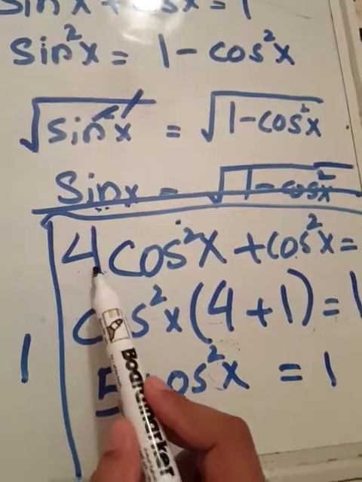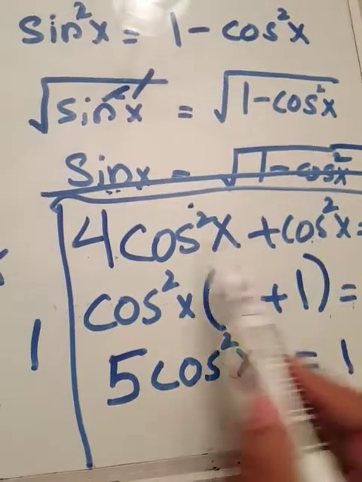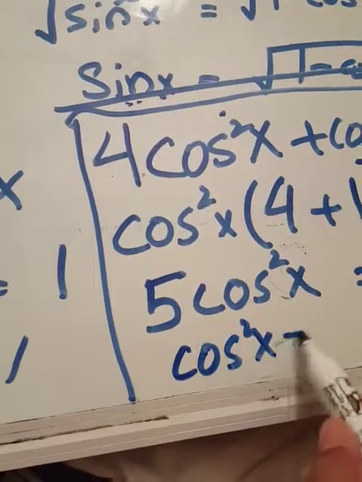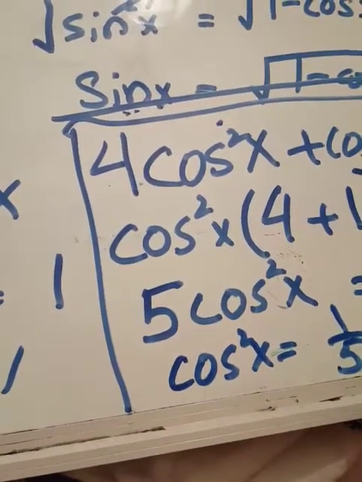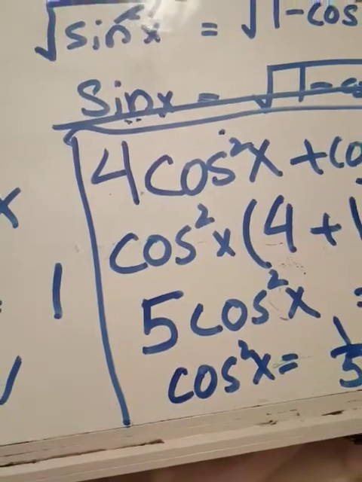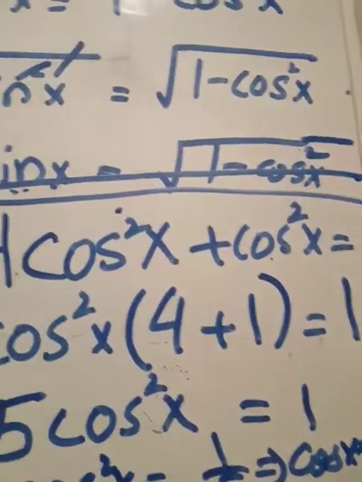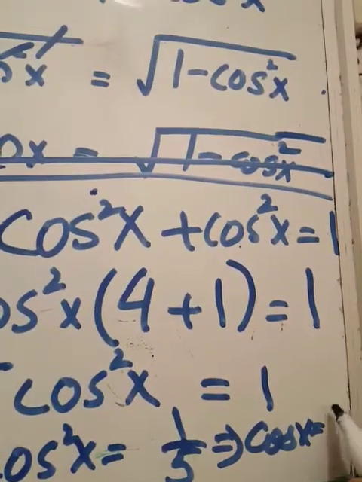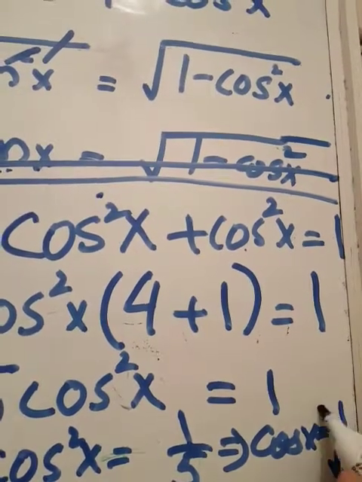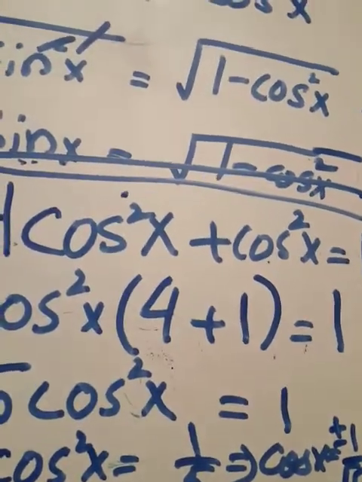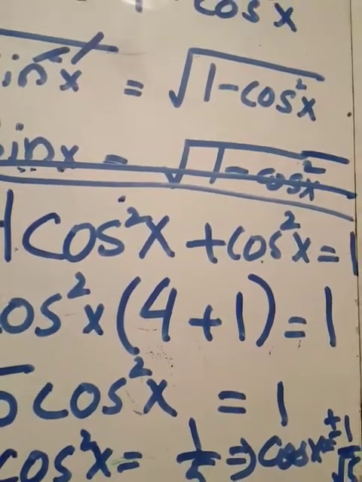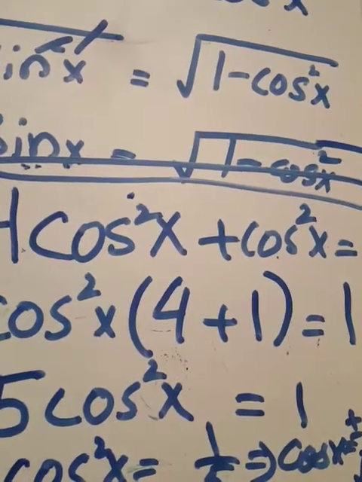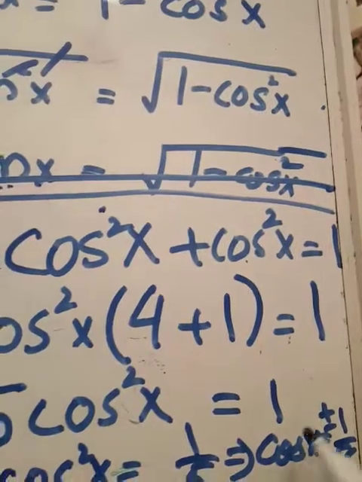Or you can also say that this is 4 cos square x plus 1 cos square x, which is equal to 5 cos square x, and it is equal to 1. So my cos square of x is equal to 1 over 5. And if I remove the square, my cos of x is equal to the square root of plus minus 1 over 5. Got the point? Don't forget plus and minus both signs.